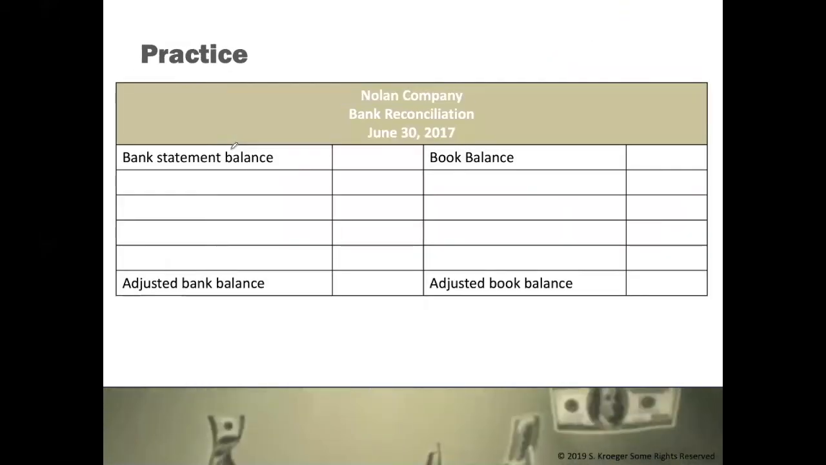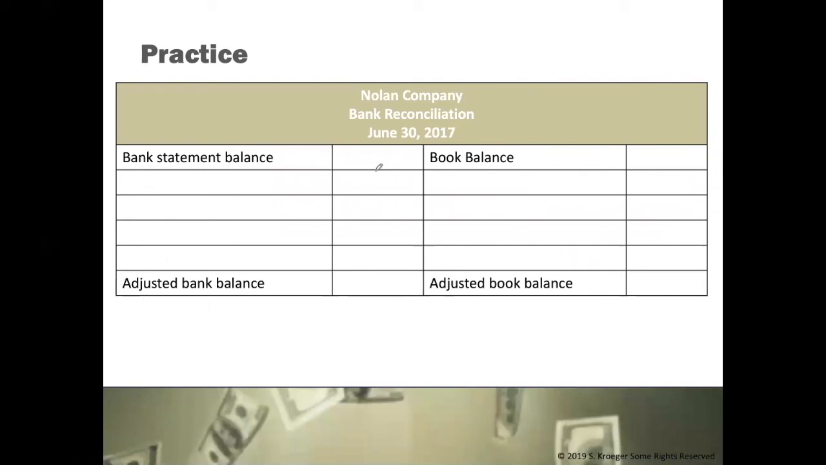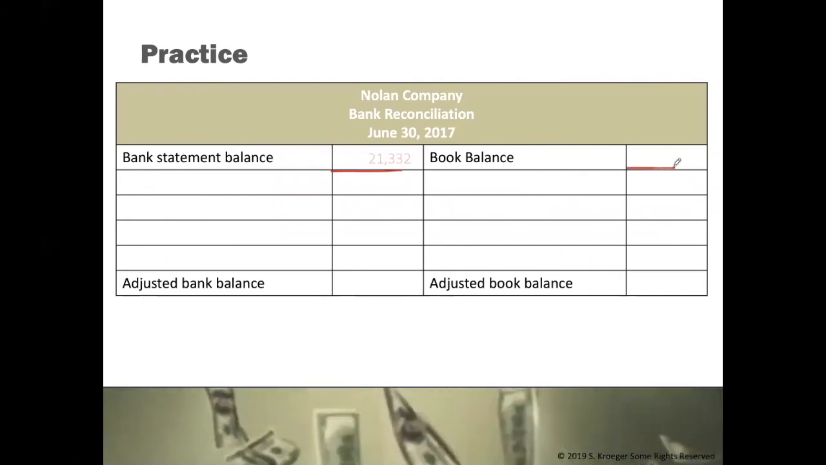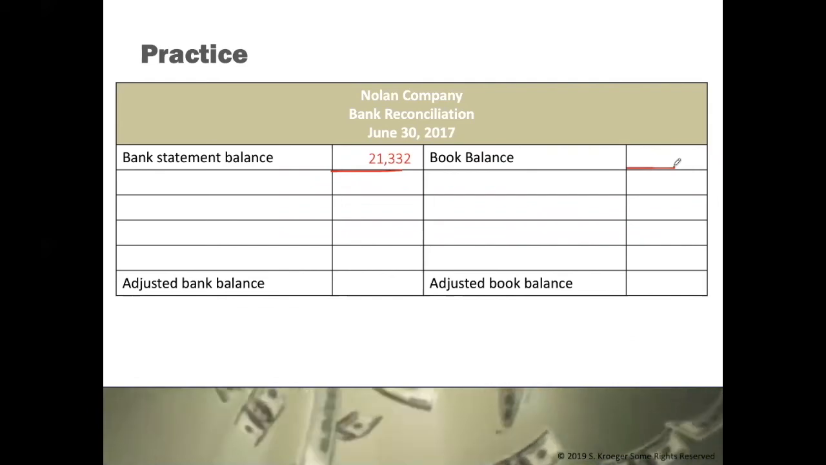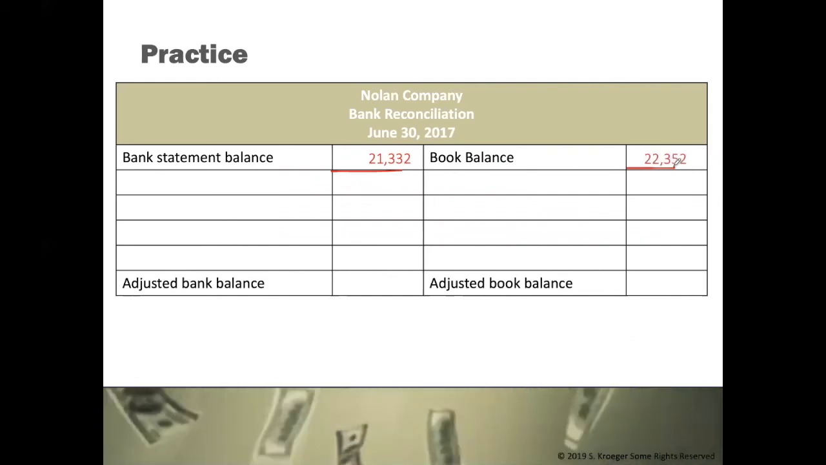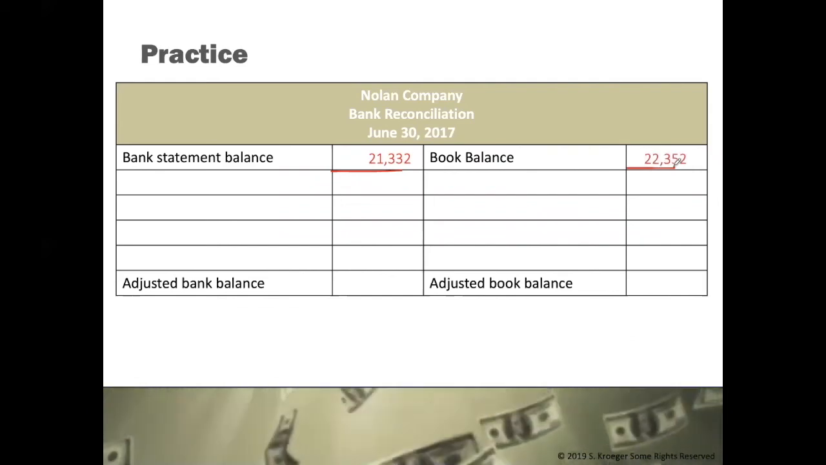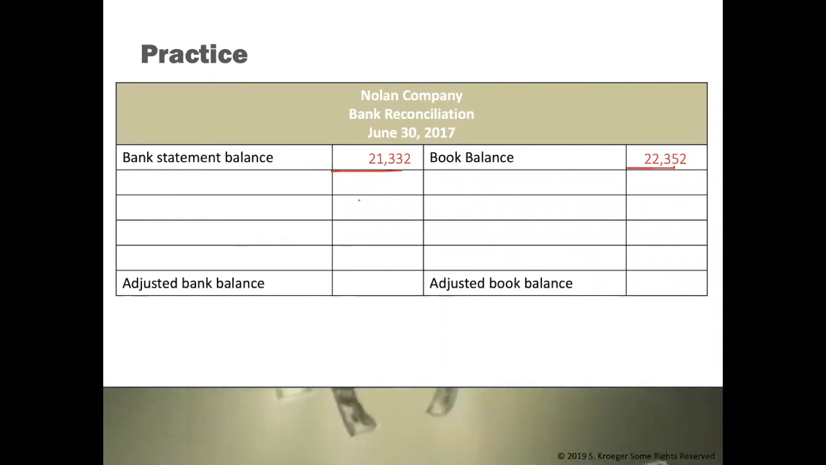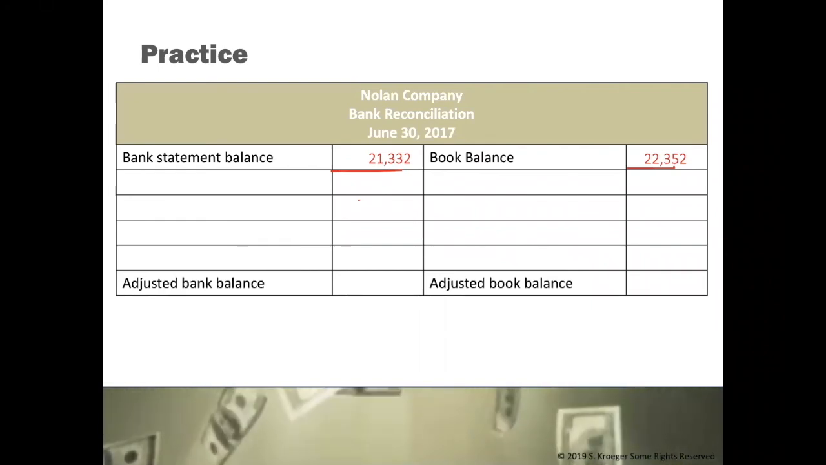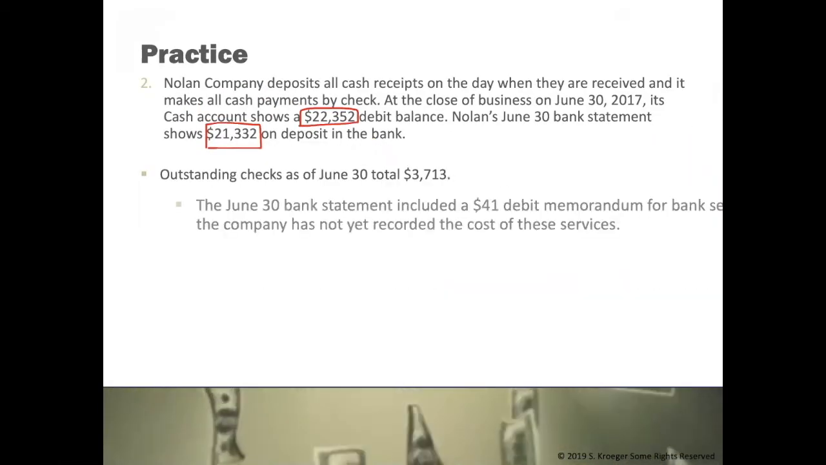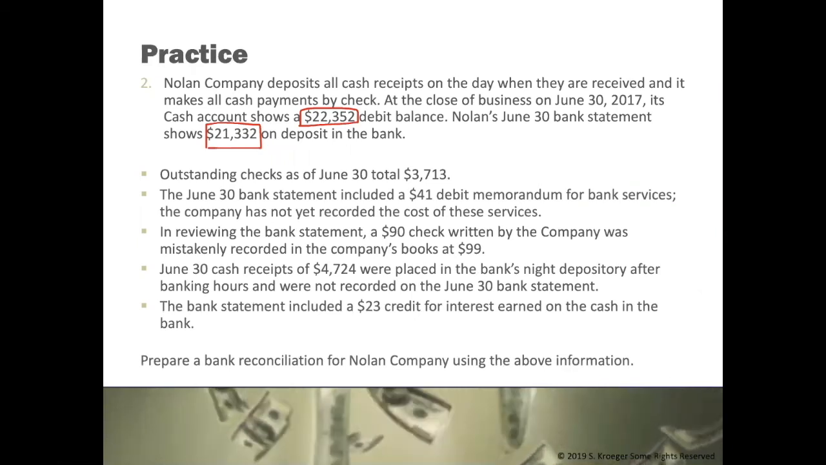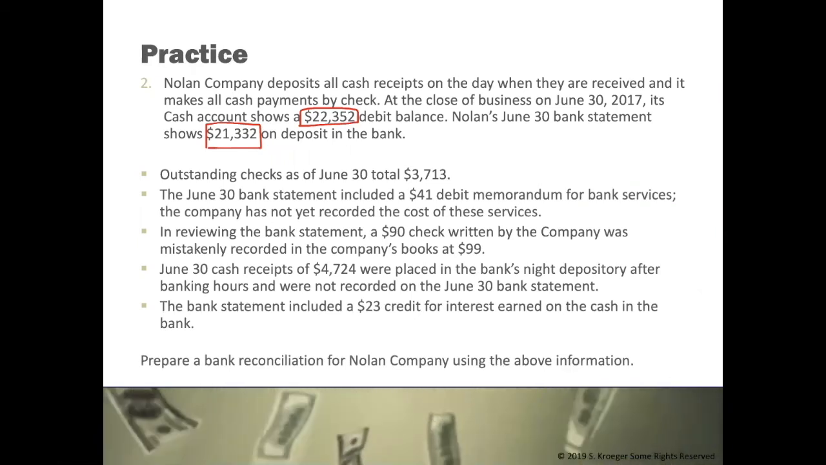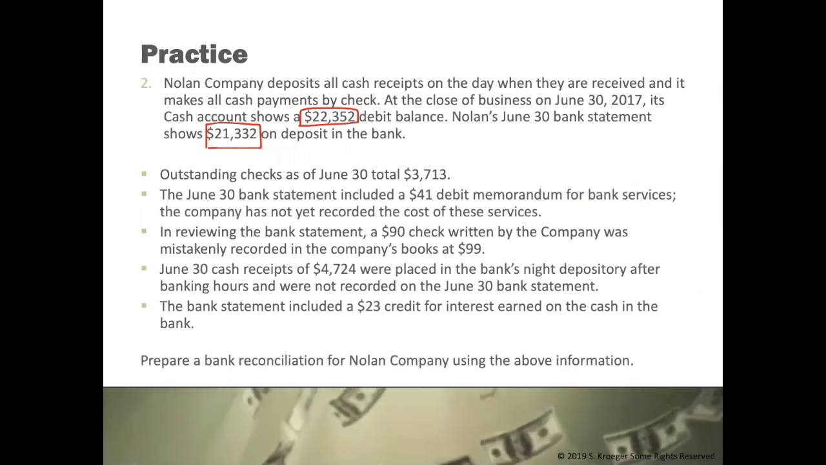This is what your bank reconciliation looks like. Like I said, we're going to start with the two balances here. We have the bank statement balance of $21,332, and we have the book balance of $22,352. Let's go back and look at the adjustments that we'll have to put in. Personally, I like starting with the bank side. I think that side is easier. We're going to add any deposits in transit and subtract any outstanding checks. And if there are any errors on the bank side, we'll update it here.